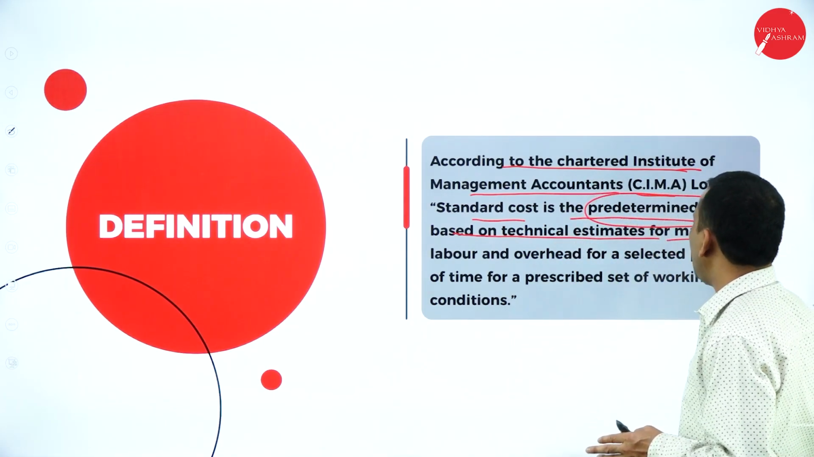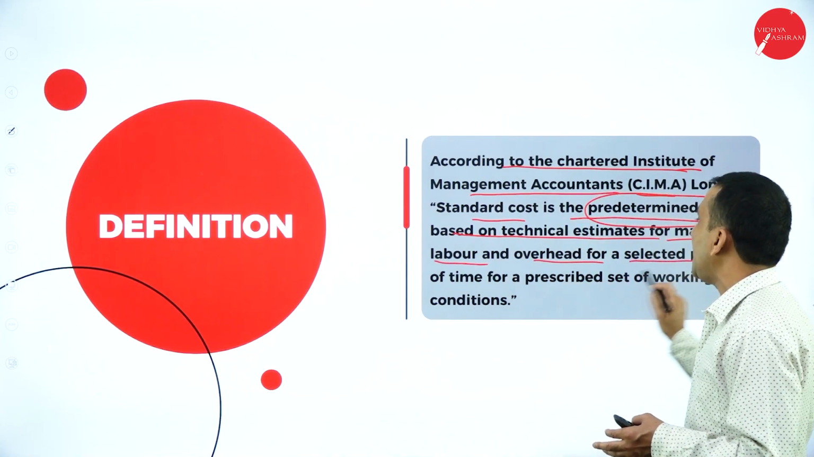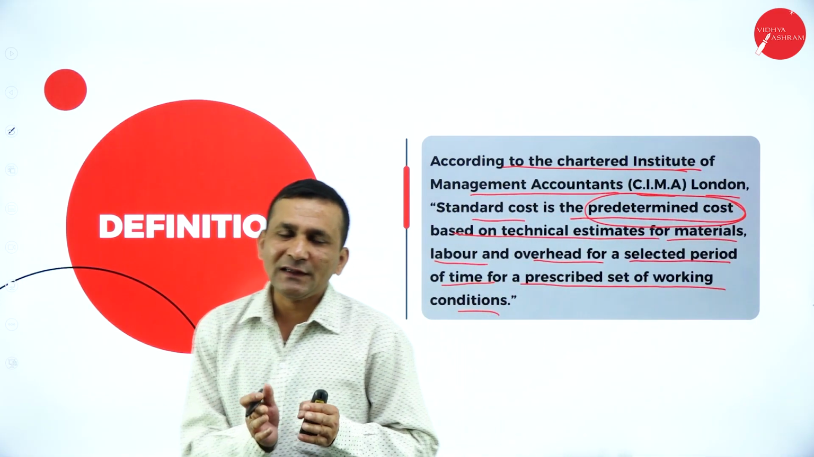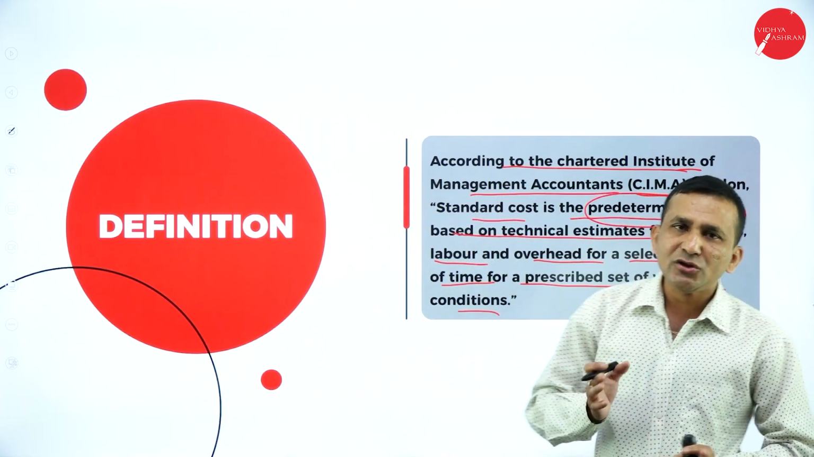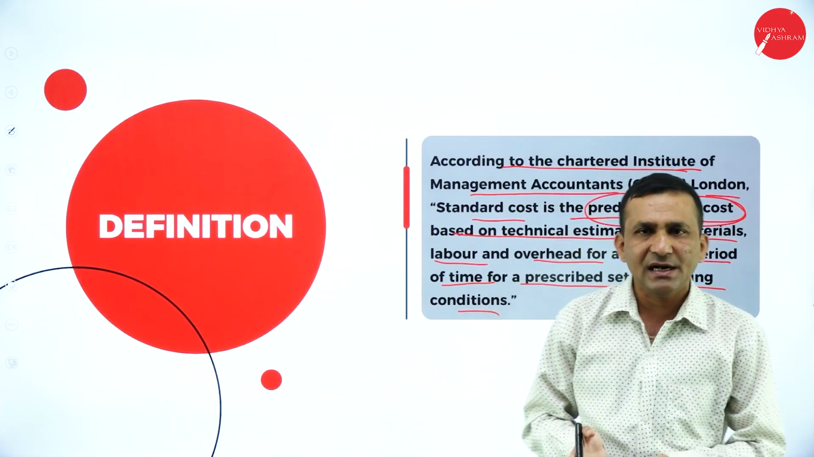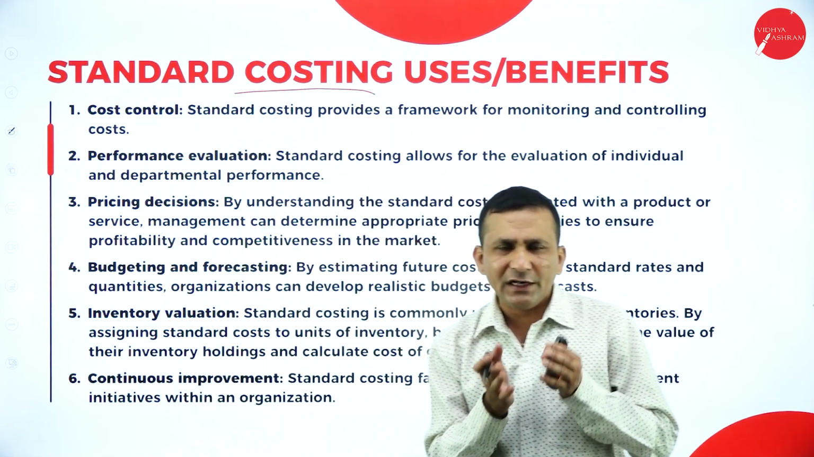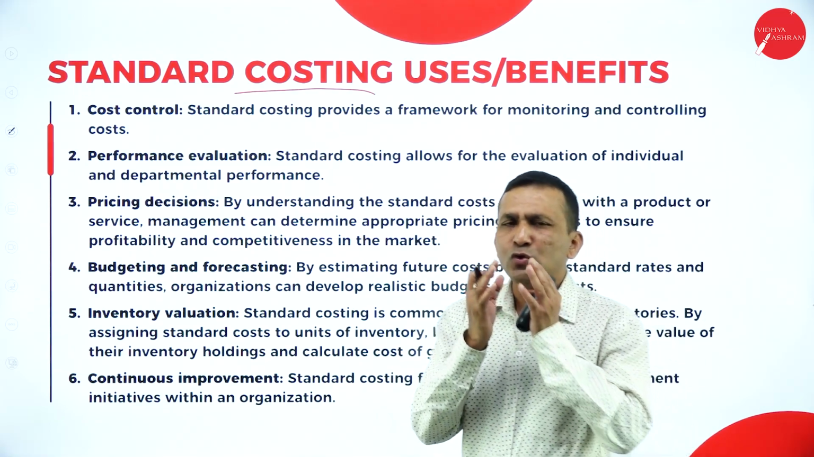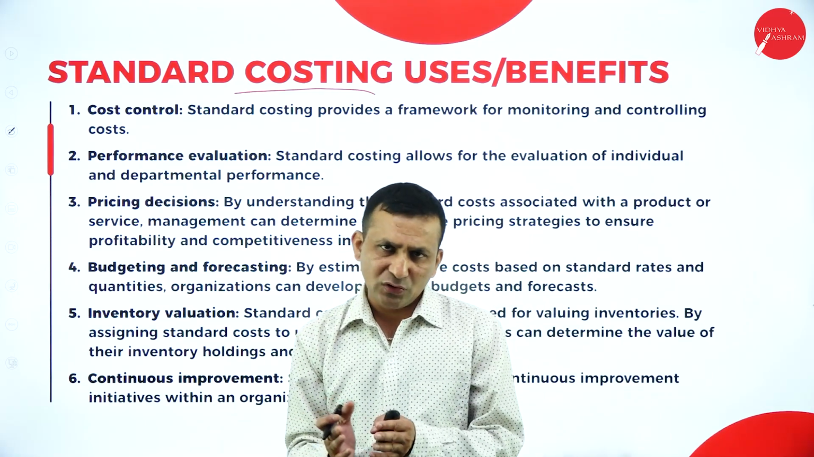The material, the labor and overheads are set for a selected period of time for a prescribed set of working conditions. According to the conditions, we are setting the standard. Either we are talking about the material standard, the labor standard, or the overheads standard. Moving forward, standard costing is a technique adopted by the management to determine the cost and to check the performance, comparing the standard performance with the actual performance.